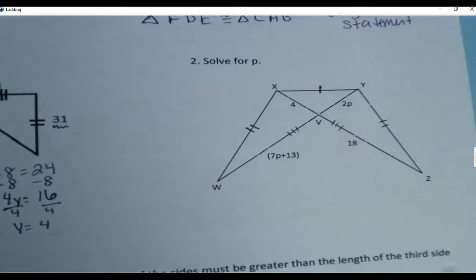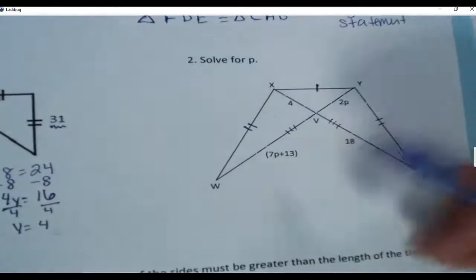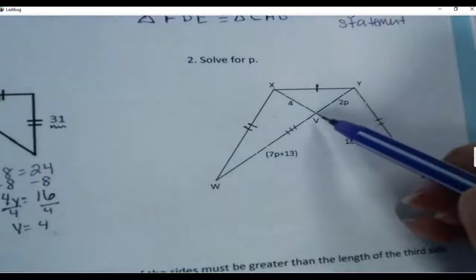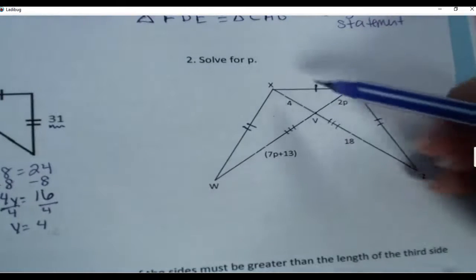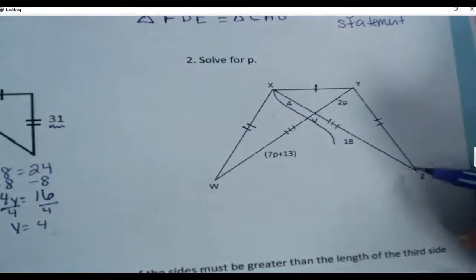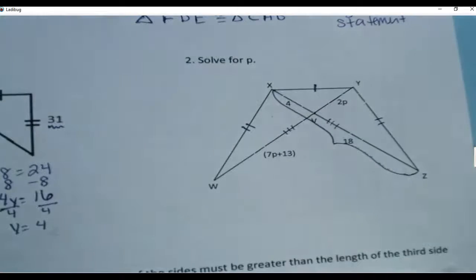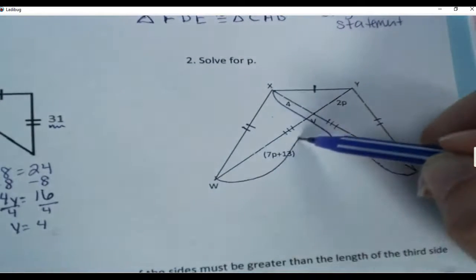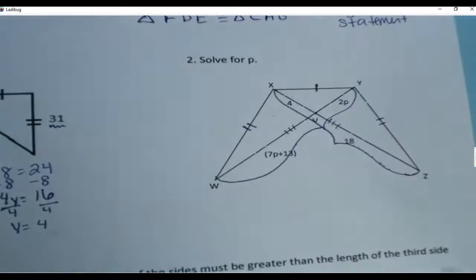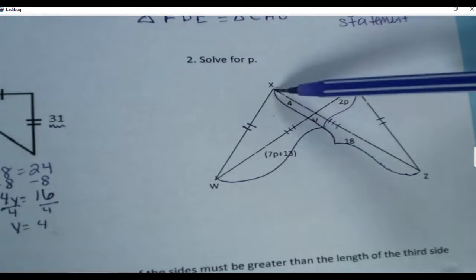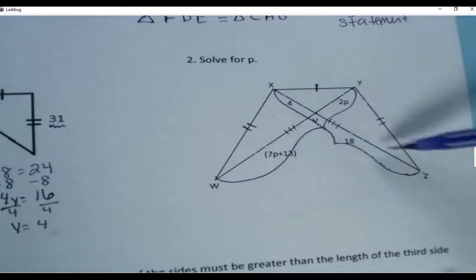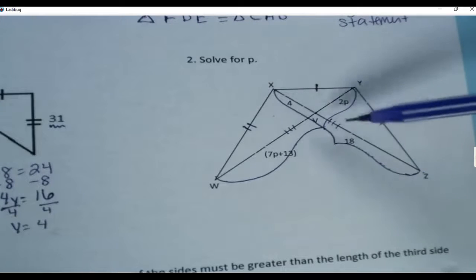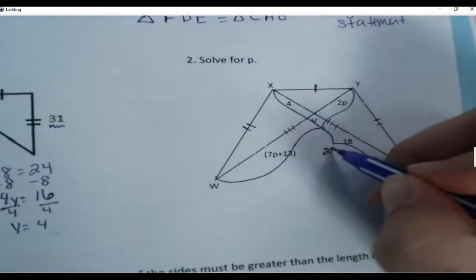So if we want to solve for P, this one is different because it's kind of split. But we don't know that V is in the middle of these sides or anything. It doesn't tell me that. So what I can say is that this entire side, XZ, is congruent to this entire side, WY. So then what would be the entire length of XZ if I know the bottom part is 4 and the top part is 18? 22. Good. So this whole side equals 22.